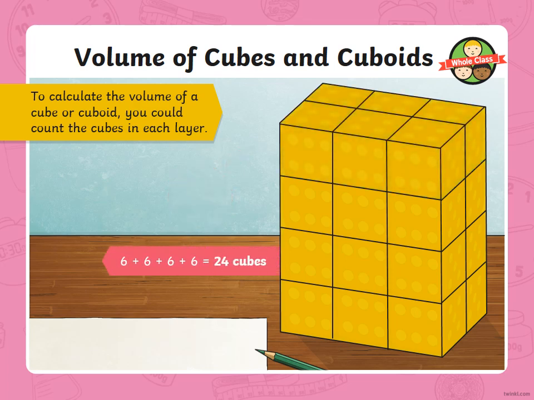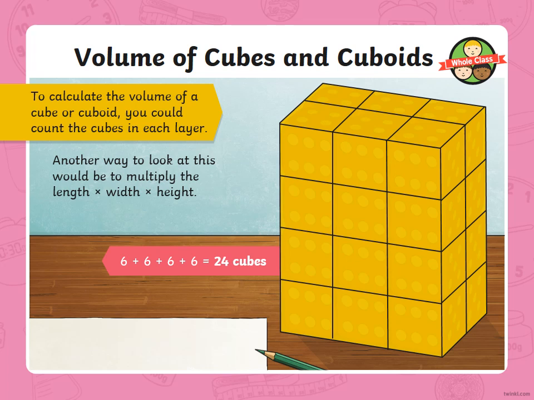And you'd have 24 cubes. Or we have an even better way, which could be to multiply the length by the width by the height. And that is the formula that we use to find the volume of a 3D shape.